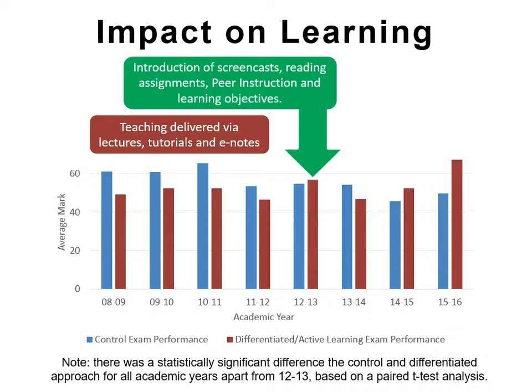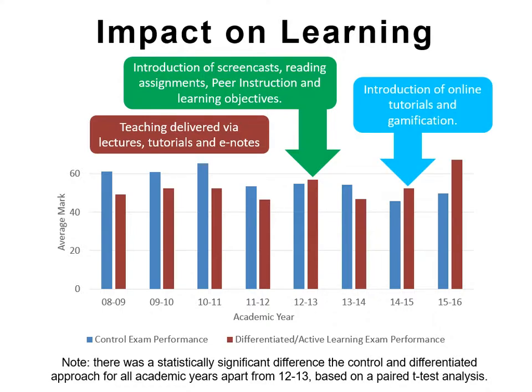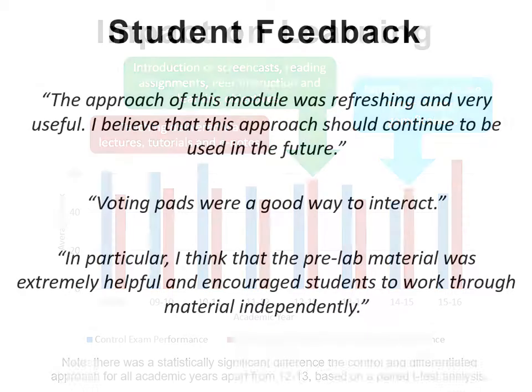And then I introduced screencasts, reading assignments, peer instruction, learning objectives, and I was able to close the gap. In 12-13, that academic year, there was no statistically significant difference between the results. So that was really nice because it showed that they'd caught up. There was a bit of a blip the year after, but then in 14-15 I had the introduction of online tutorials, gamification, and you can see that things have even taken off even more, that they're actually now doing better on my half of the exam, and again that is statistically significant based on a paired t-test.